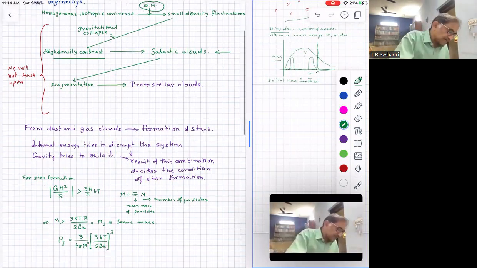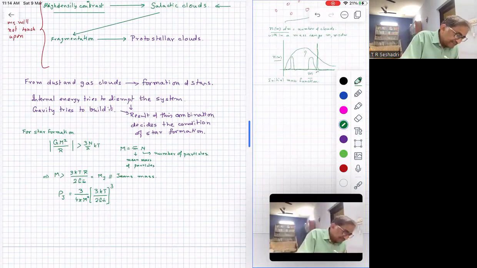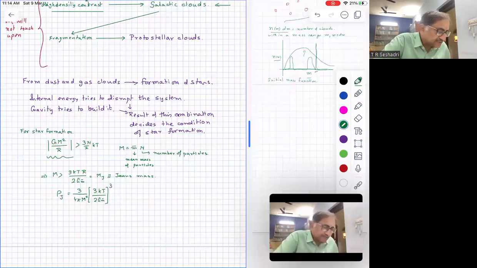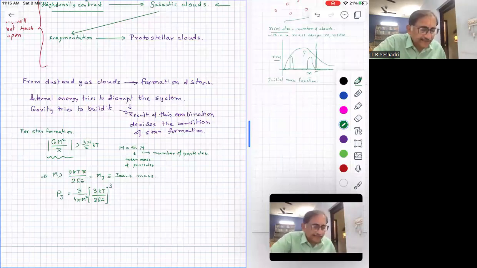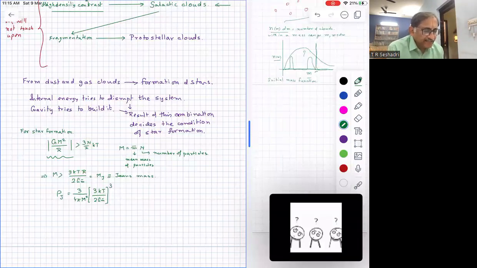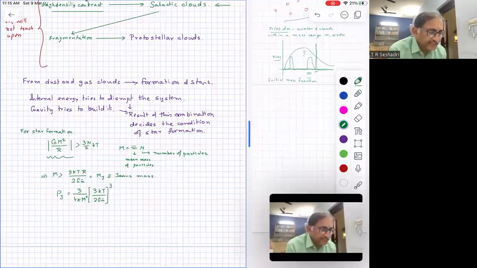Now, for star formation, what is the condition we have? This is the total potential energy, the potential energy of the system, GM squared by R. And if N is the total number of particles in the system, and T is some overall temperature of the system, then 3/2 NkT is the total internal energy of the system. Because half kT is the average energy per particle per degree of freedom. There are 3 translational degrees of freedom, so half becomes 3 by 2. And there are N particles, so the internal energy is 3N by 2 kT.